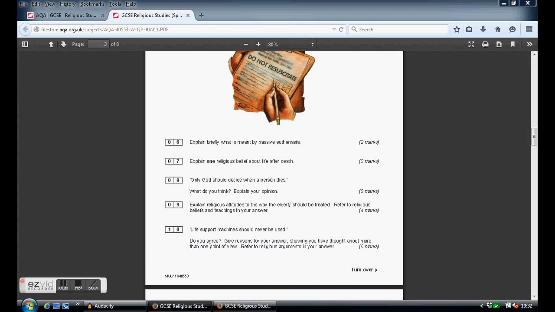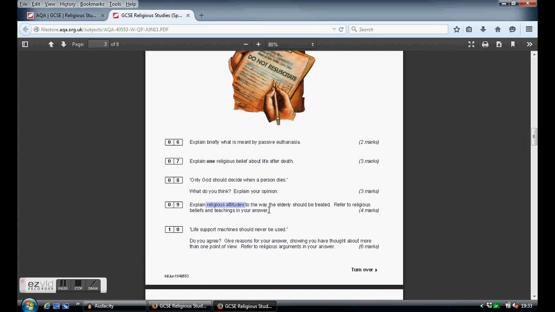You could argue down that side if you wanted to. Anyway, question 9 is, explain religious attitudes to the way the elderly should be treated, and refer to some religious teachings in your answer. So make sure that you do try and include some religious points in this one, otherwise you can't get all 4 marks. If you just give non-religious answers, you can only get a maximum of 2. So if you can't think of any religious teachings, just give some non-religious answers first.